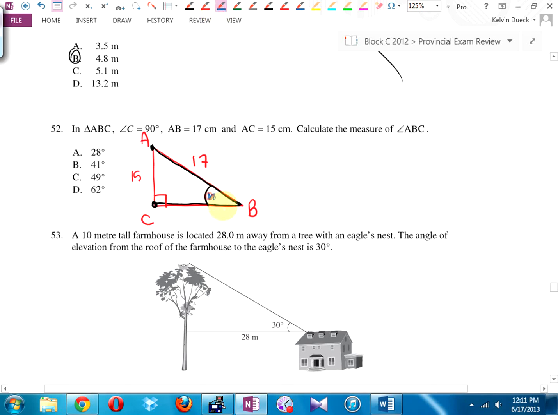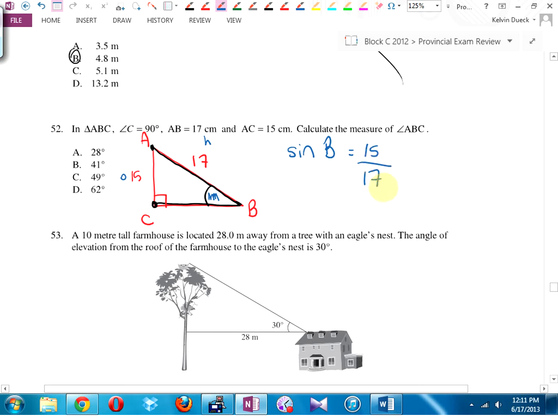Now, angle B is what I'm trying to find. 15: opposite, adjacent, or hypotenuse? How about 17? Which trig function is OH? Conveniently, if you forget, it's on your formula sheet. It is sine, yes? Sine of B equals opposite over hypotenuse.